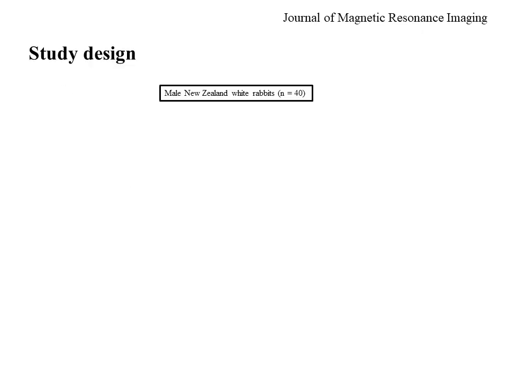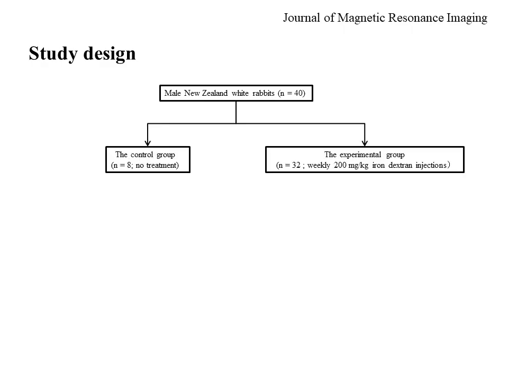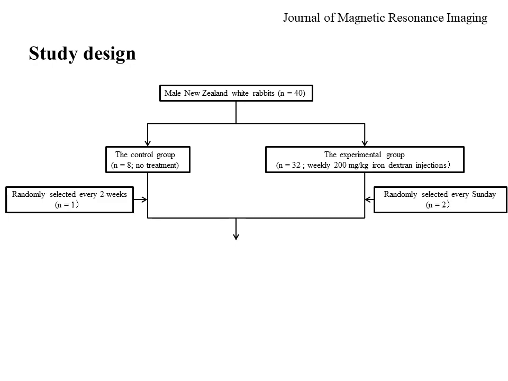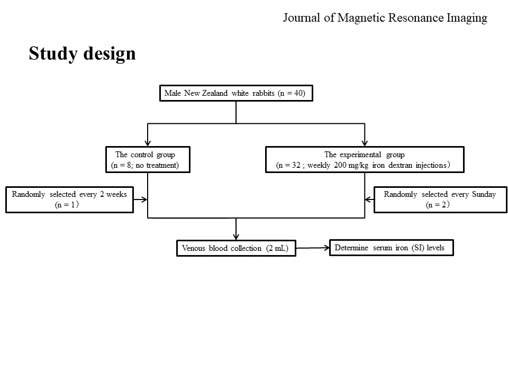Study design. A total of 40 male New Zealand white rabbits were divided into control (N equals 8, no treatment) and experimental groups (N equals 32, weekly 200 mg/kg iron dextran injections). Each Sunday, 2 experimental rabbits and 1 control rabbit were randomly selected.